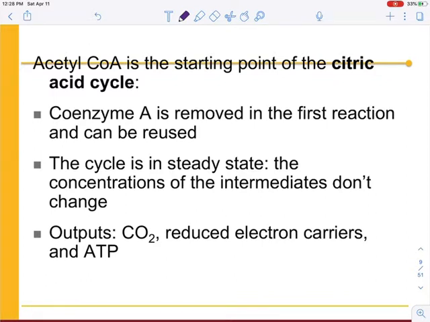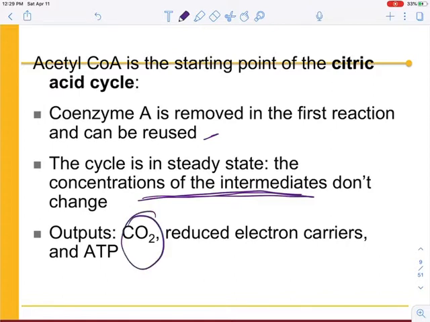So the acetyl group from this coenzyme A initiates the process. This coenzyme A is a coenzyme, so it gets chopped off and recycled, both later on in the citric acid cycle and also in pyruvate oxidation. And then the cycle is in steady state, so we're adding atoms into the cycle, but the concentrations of the intermediates, like citrate, don't change at all.